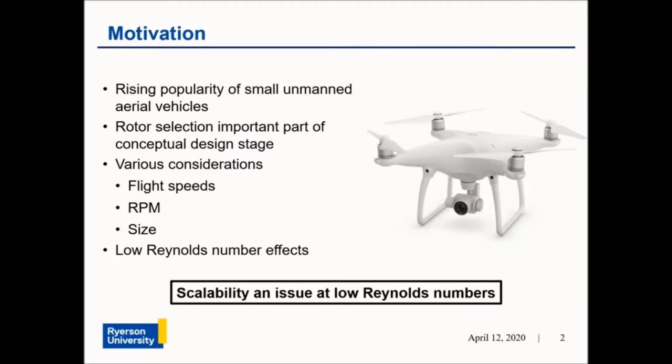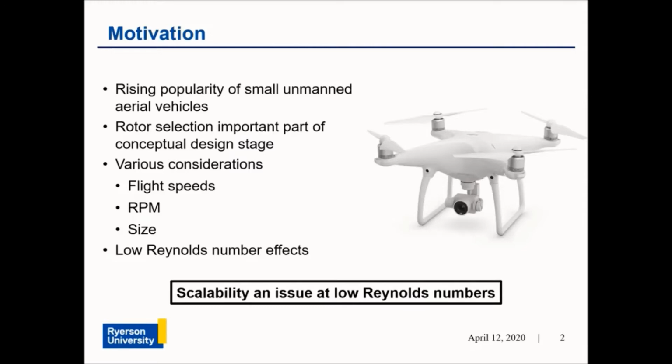When designing or choosing a rotor, there are many aspects to consider, such as the various flight speeds that the vehicle will be encountering, the motor RPM, the size of the actual vehicle, and the size of the rotor blades themselves. Generally, the forces and moments produced by the rotors are non-dimensionalized and put into coefficient form in order to directly compare between different sized rotors. An issue that presents itself is at low Reynolds numbers around 100,000.